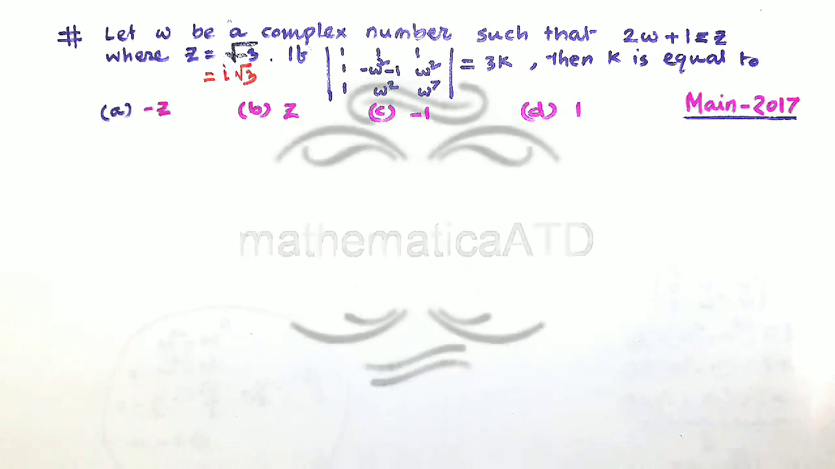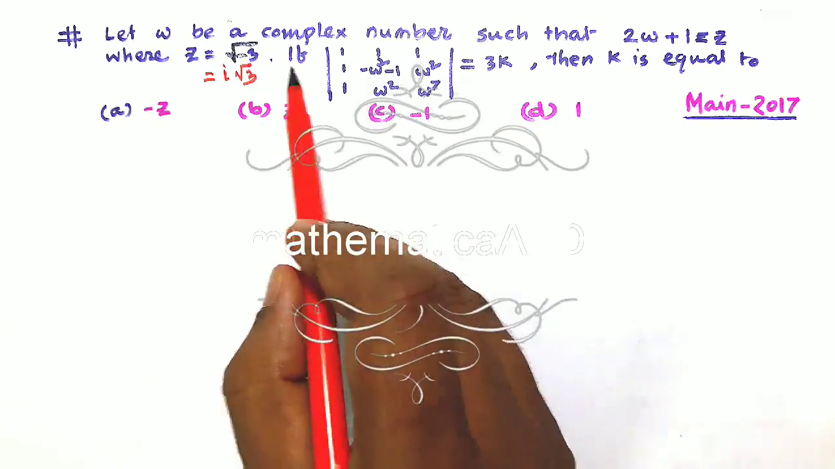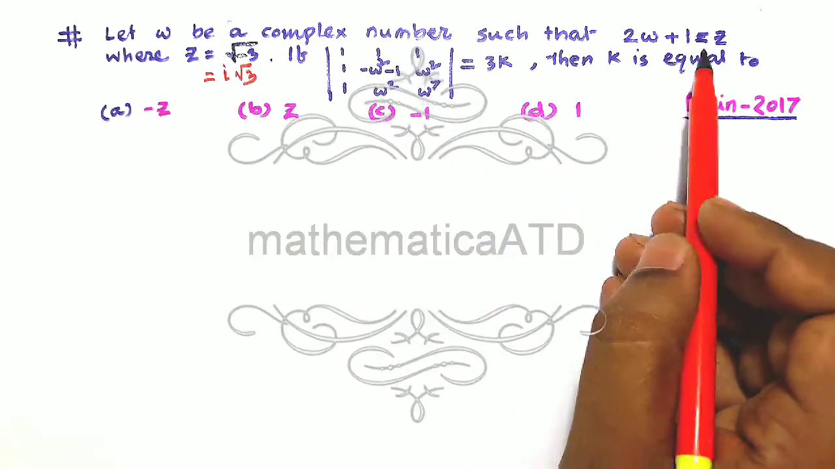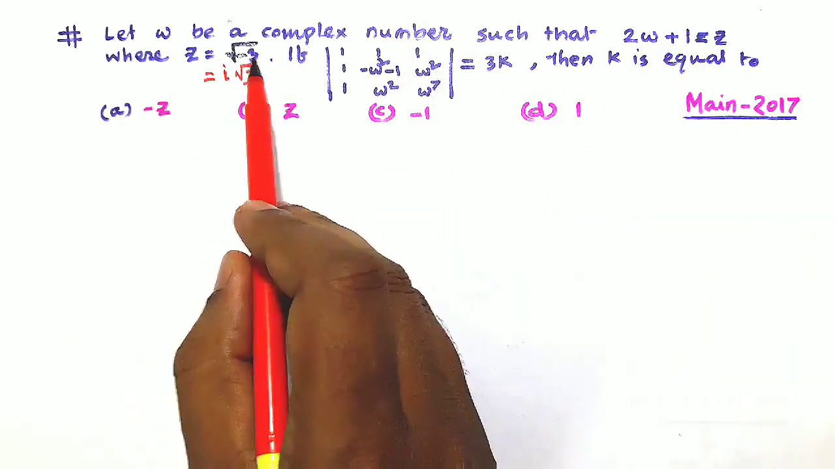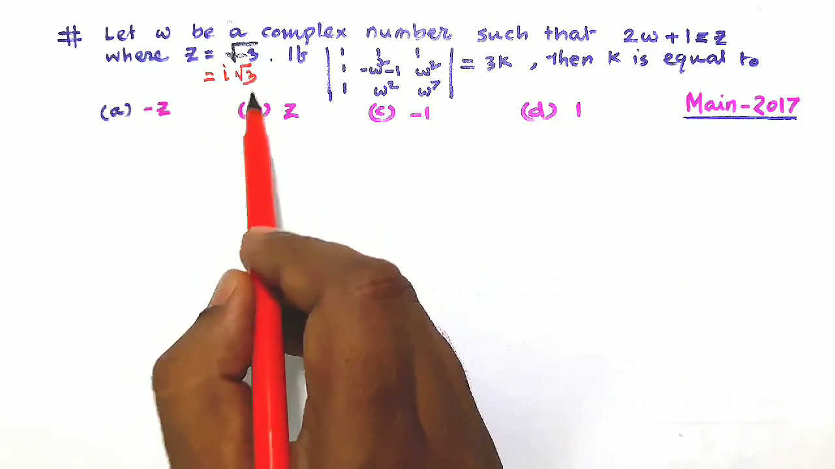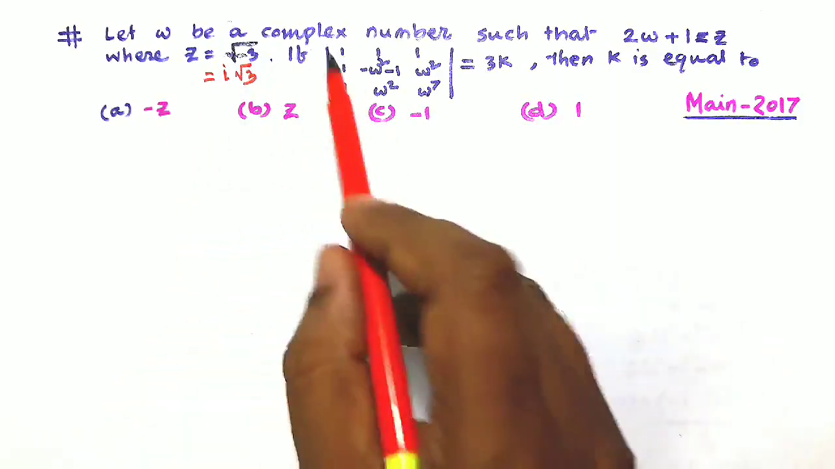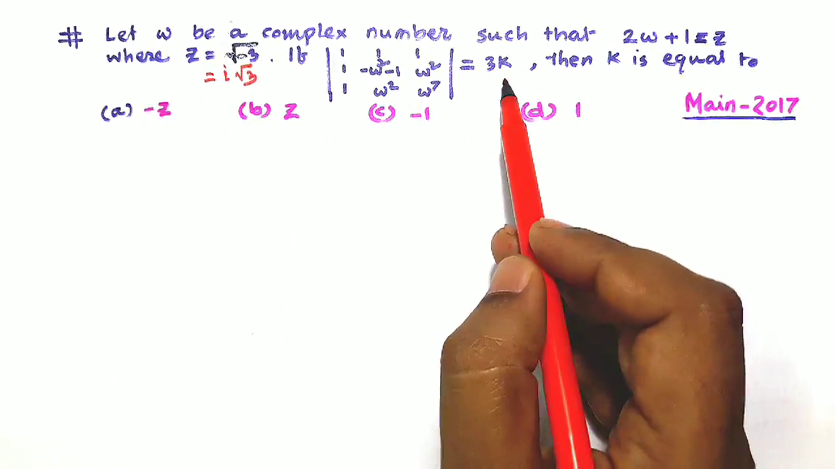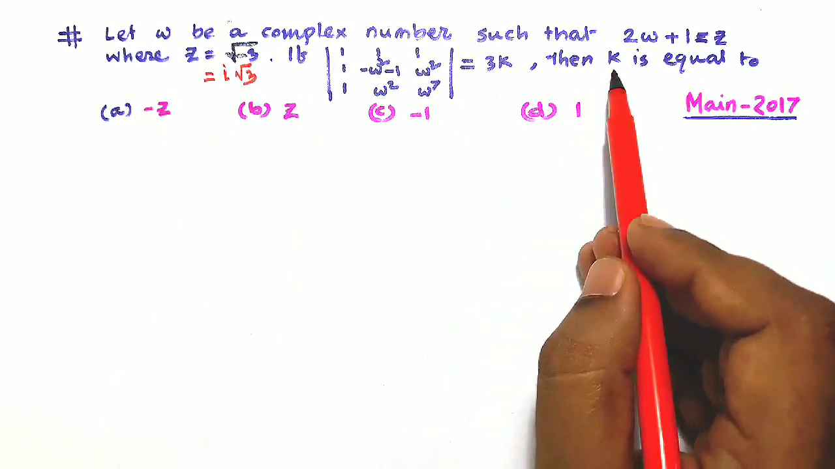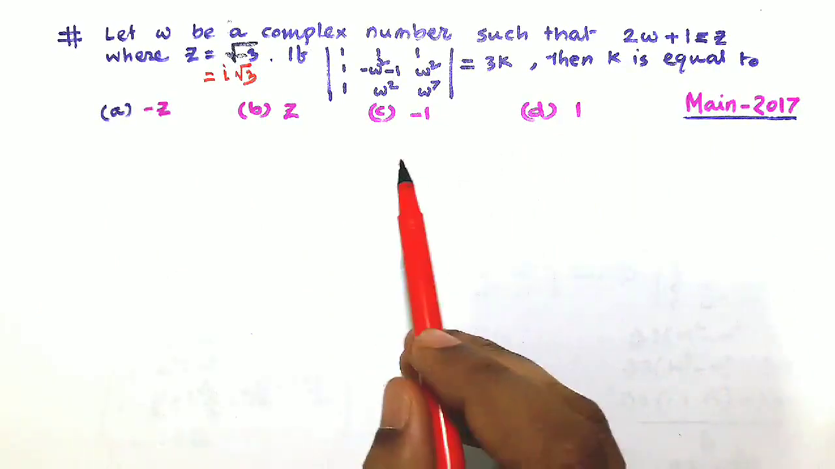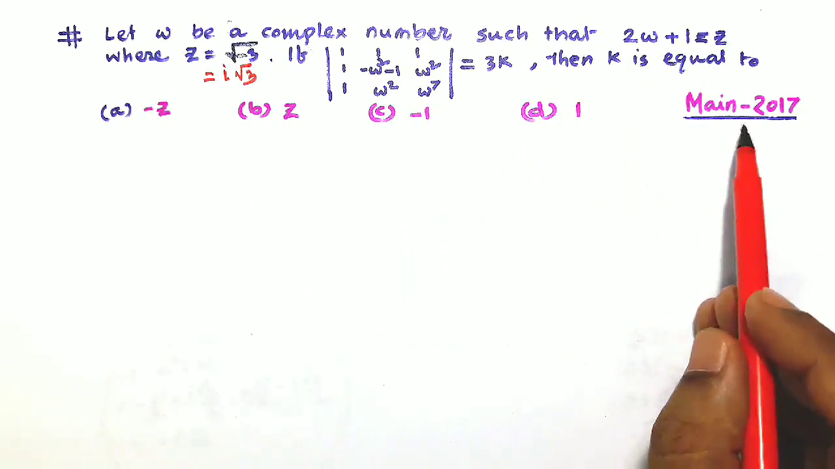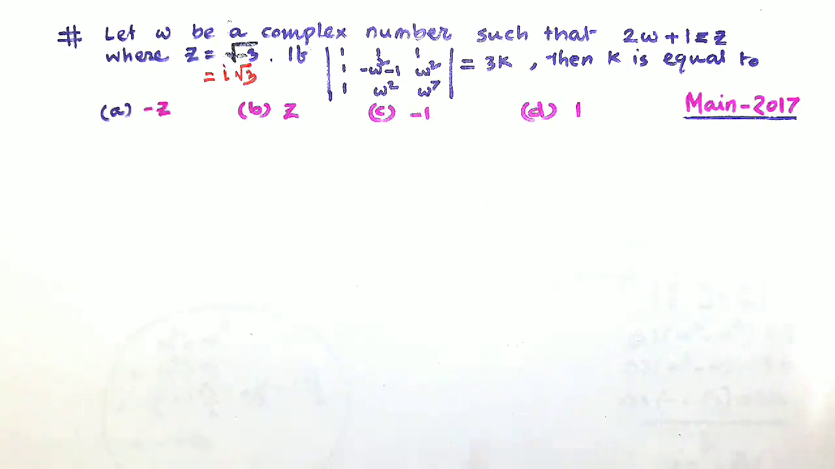The first problem is, let W be a complex number such that 2W plus 1 is equal to Z, where Z is equal to root over minus 3. Root over minus 3 is i root 3, you know this one. If the determinant of this one is equal to 3k, then evaluate k or find k. The options are given, 4 options, you have to choose the correct answer. This is taken from Main 2017.